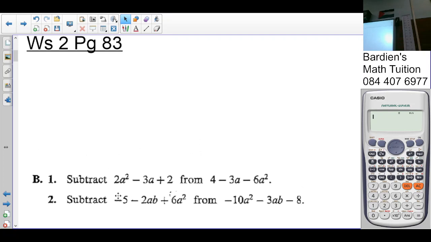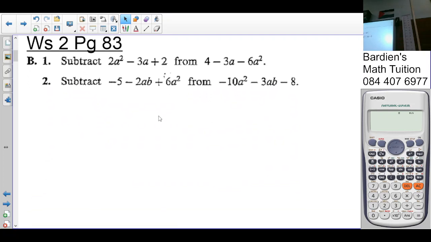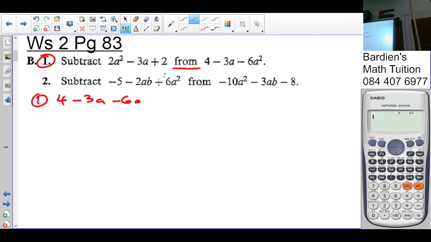Right, let's look at number 1. See, subtract that from. So what happens? Whatever follows from, you write first. So it's going to be 4 minus 3a minus 6a squared minus, in brackets, 2a squared minus 3a plus 2. Why do we have a bracket there? More than one term following a negative sign. We multiply, get rid of this bracket.